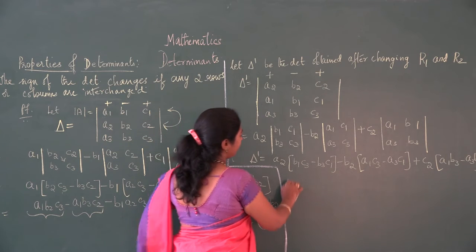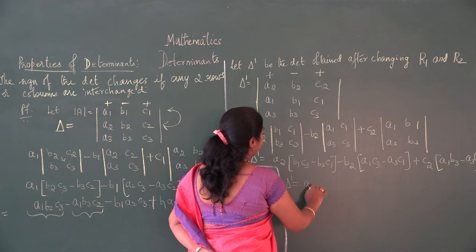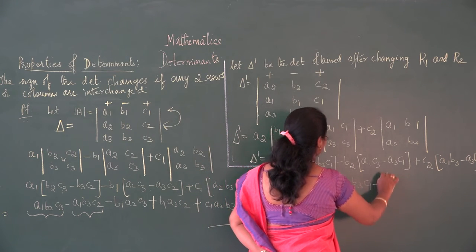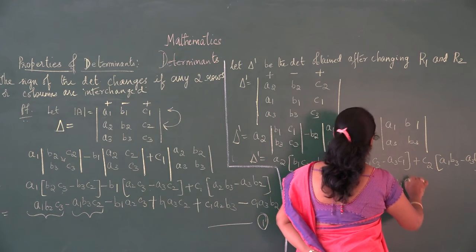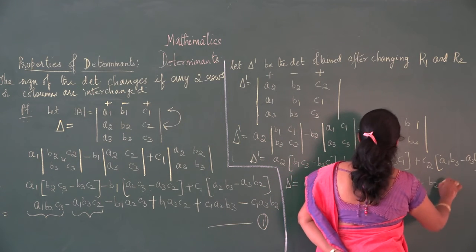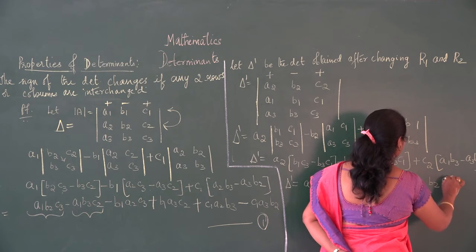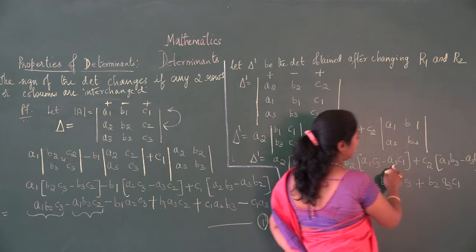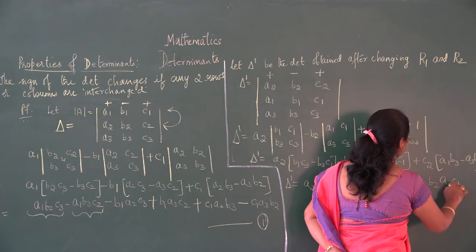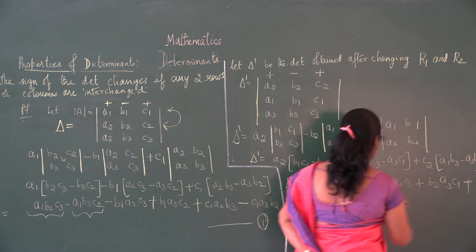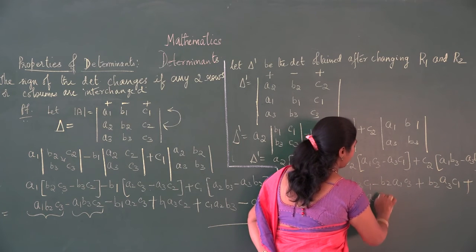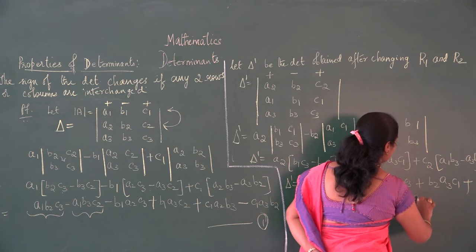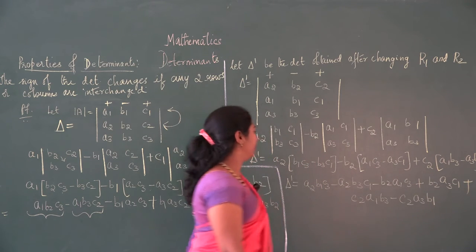Multiplying the elements now, delta dash is equal to A2 B1 C3 minus A2 B3 C1 minus B2 A1 C3, minus into minus will be plus B2 A3 C1, plus C2 A1 B3, plus into minus minus C2 A3 B1.